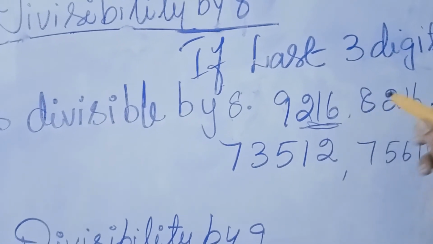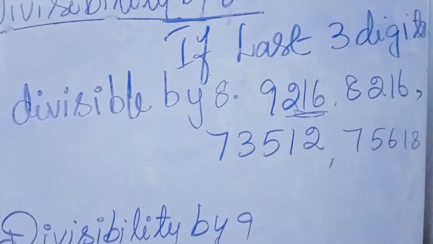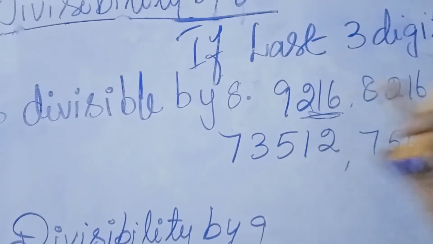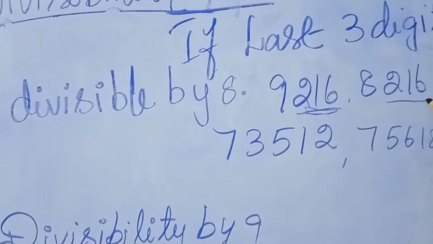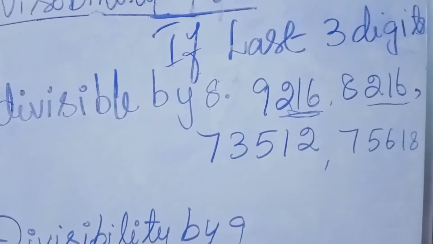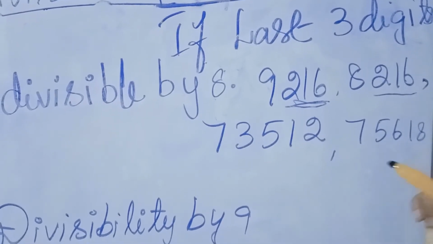216 is divisible by 8. Yes, so the whole number is divisible by 8. You have to check the last 3 digits. In the same way, you can check here. Here also 216. Yes, it is divisible by 8. So the whole number is divisible by 8.